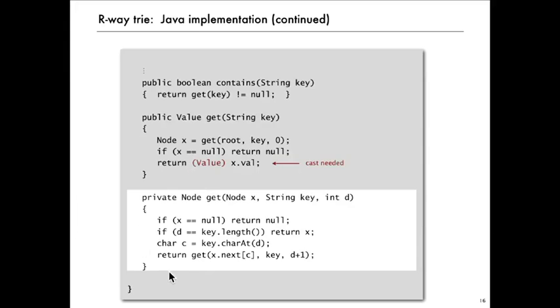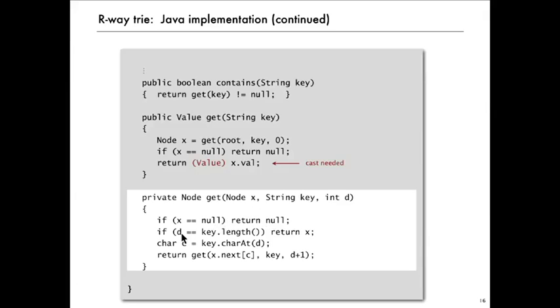And the recursive get is very simple. To find the node that contains the value associated with a given key, we're working on the dth character, and we're currently on node x. We just return null if x happens to be null. That means it's not there.